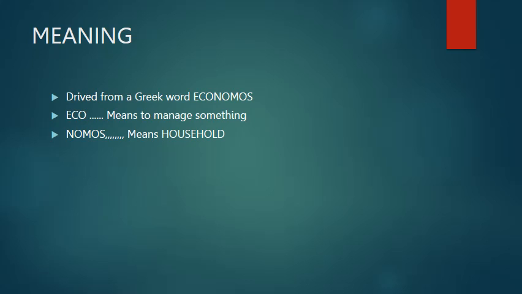Economics is derived from a Greek word, oikonomos. It is a combination of two words, eco and nomos. Eco means to manage something. It means to carry out a task in a proper way, in an acceptable and reasonable way.